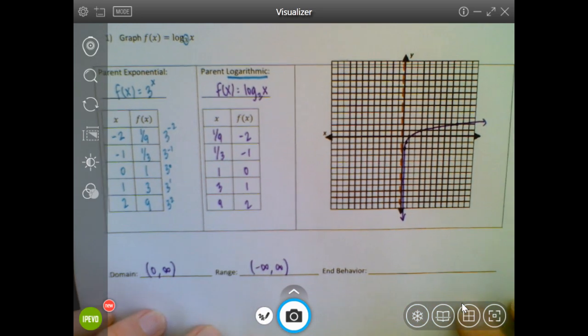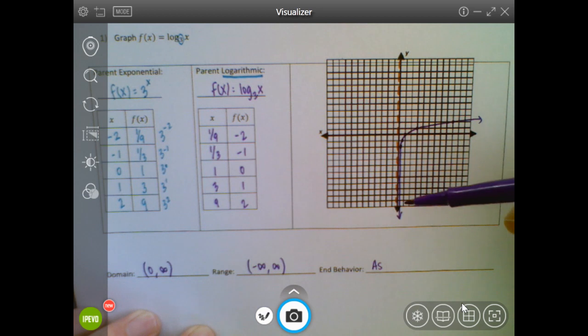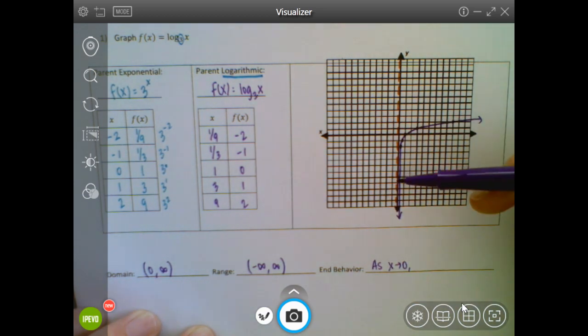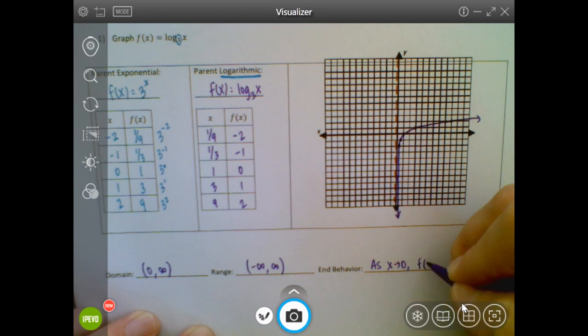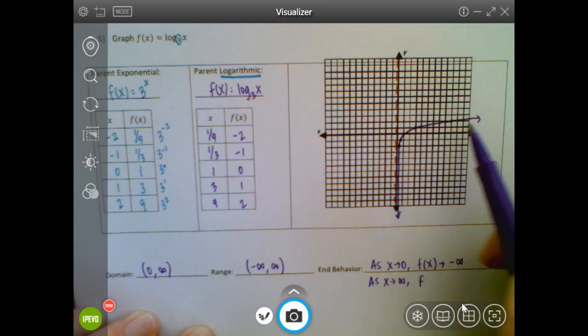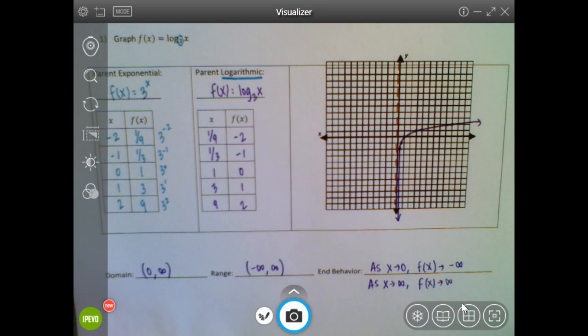And the end behavior, again, I'm going to start on the left side of my graph. I know we're used to writing as x approaches negative infinity, but we're not, because we're approaching 0. So as x approaches 0, because that's the line I'm getting really close to here, my f of x, or my graph, is going downwards, or approaching negative infinity. On the right-hand side, as x approaches positive infinity, or up here, my graph is also going to keep on increasing. So f of x also approaches positive infinity.